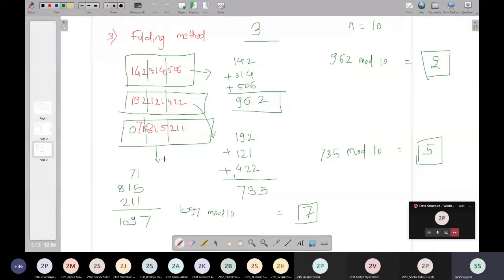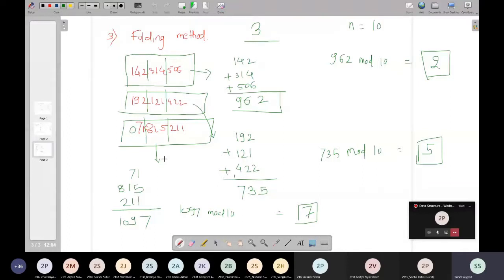So if the number of slots available is 10 and the folds to be created are of size 3, then we start creating these folds from the right hand side. In the example you can observe we created 3 folds for the first example. Fold number 1 was 506, then 314, and then 142. Very important, we create these folds from the right hand side.